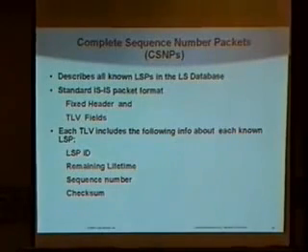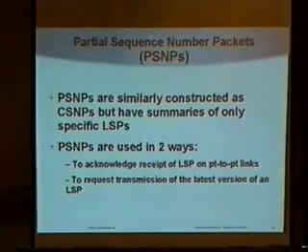And then there are also PSNPs, which look and feel the same as the CSNPs, except that these don't have complete information of everything that we know about. It's just some specific information. It has information about specific LSPs. And we use it in 2 ways. One for acknowledgement. On point-to-point links, the LSP exchange is by a very reliable mechanism. We say flooding is reliable on point-to-point links. So if I send an LSP, I need an acknowledgement that it's been received. On LAN, on the other hand, we don't do that, and we'll look at flooding later on.